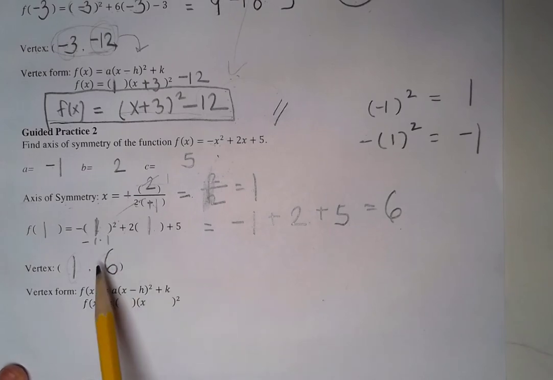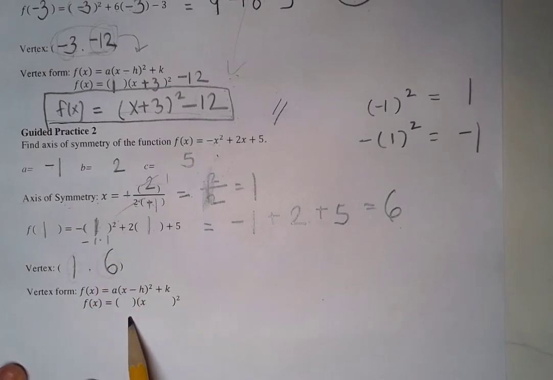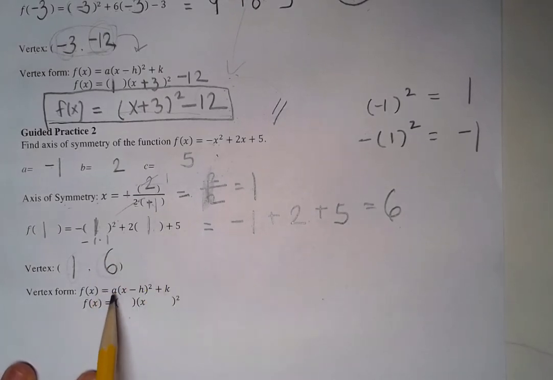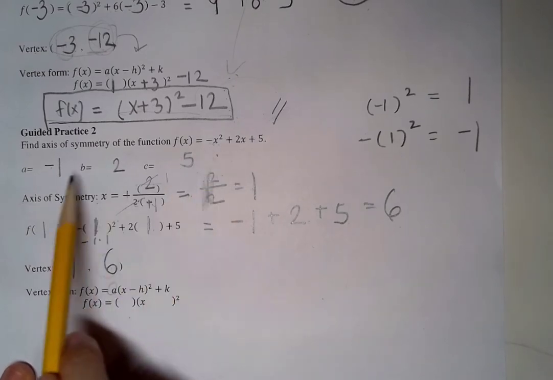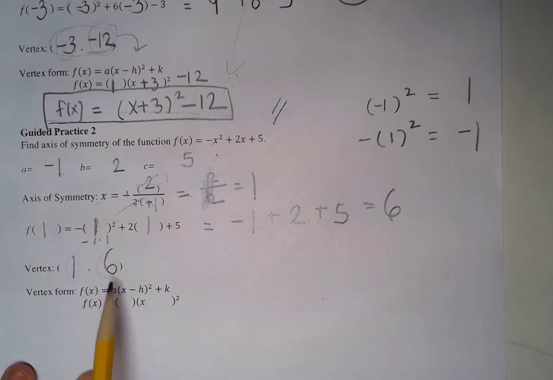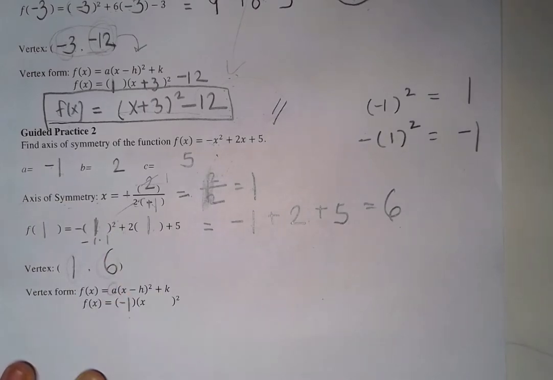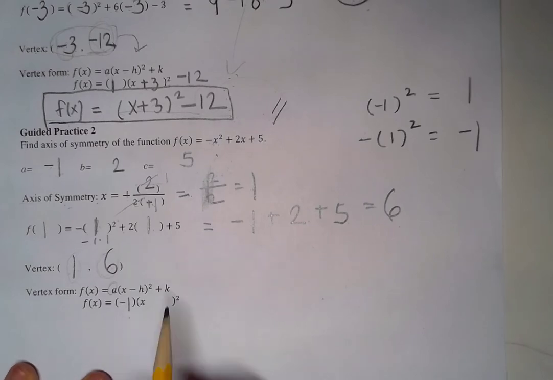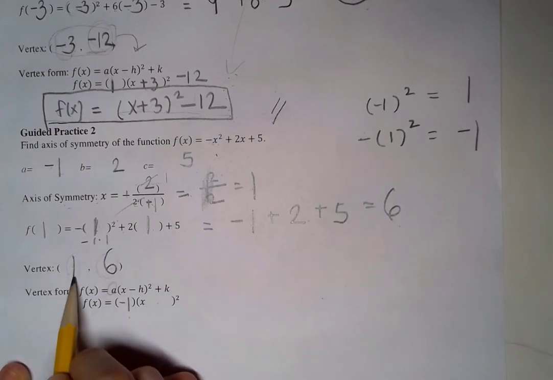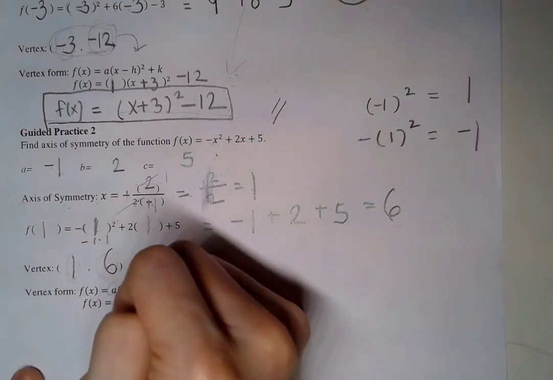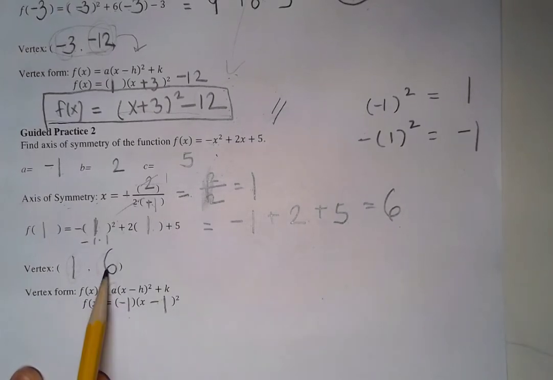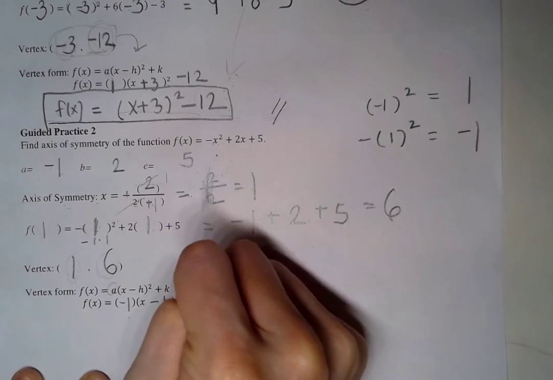And I want to write it in the vertex form, right? So first, take A. You just have exactly the same A. What was your A? Negative 1. So you need to have negative 1 here. All right? Negative 1 in front, and change the sign from your vertex coordinate. That's positive 1, so this is minus 1. And 6, we just have it here, same number.